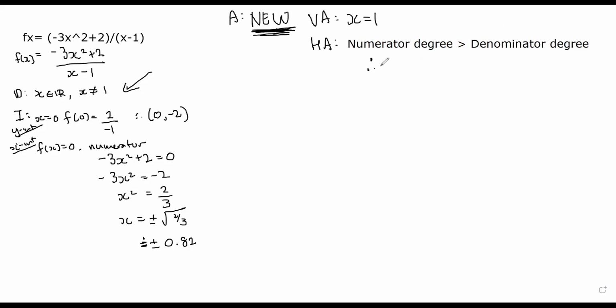Therefore, no horizontal asymptote. If you don't believe me, I'm just doing the work for you, but if you don't believe me, I invite you to try to simplify it.